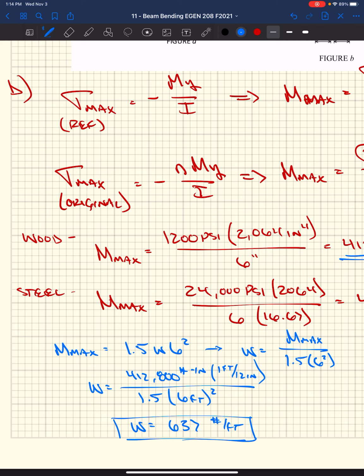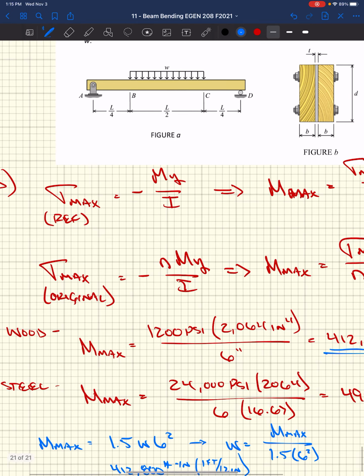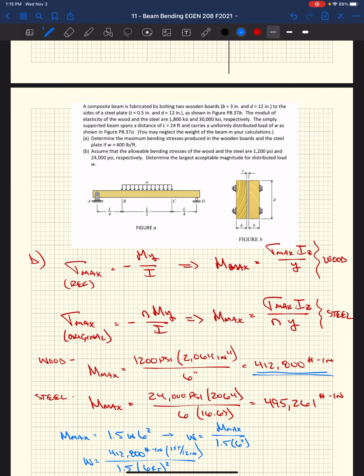Any questions? Essentially using our bending stress equation and then coming back to our shear moment diagrams to establish what is our limiting load, right? Applied load in order to get our limiting moment demand, okay? All right.